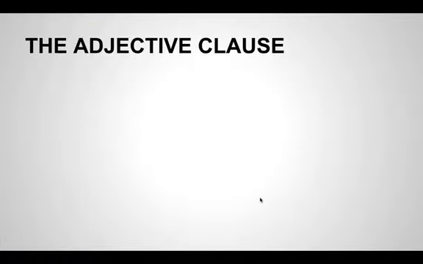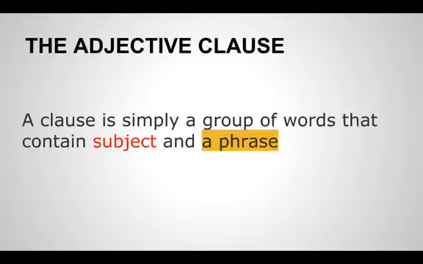So here we're trying to learn what is called an adjective clause. What does it mean? What does clause mean? Clause means simply it is a group of words. Remember, adjective is one word. A clause is a group of words in which it has a subject and a phrase.